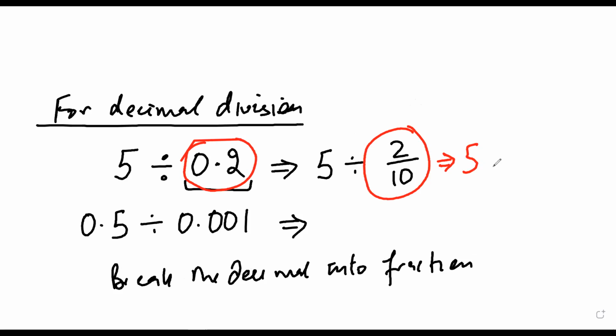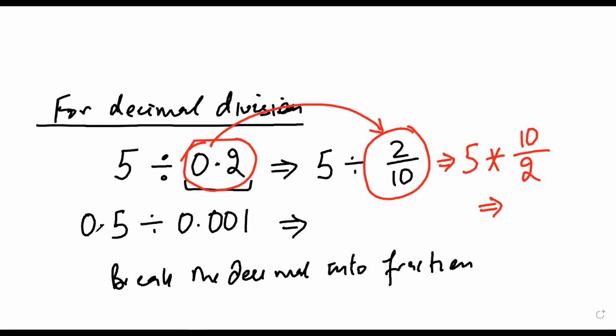Now this division can be replaced by multiplication, and this 2 by 10, I need to take a reciprocal of 2 by 10, which is equal to 10 by 2. Any confusion about this? See, this may seem to be a longer process, but what you can trust is that using this process, you will never have any confusion.